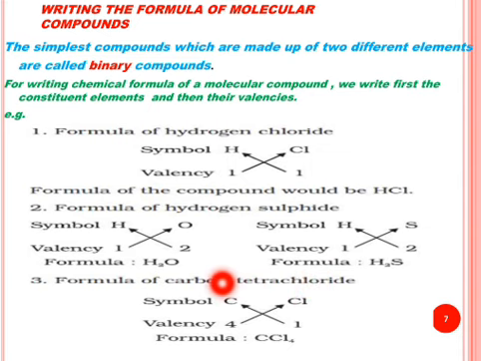Then cross over their valencies. 4 goes to chlorine and 1 goes to carbon. So what will be the formula for carbon tetrachloride? That is CCl4. Means 1 carbon atom and 4 chlorine atoms. Tetra means 4. Tetrachloride means 4 chlorine atoms combined with 1 carbon atom and form carbon tetrachloride, CCl4. What is the formula of carbon tetrachloride? CCl4.